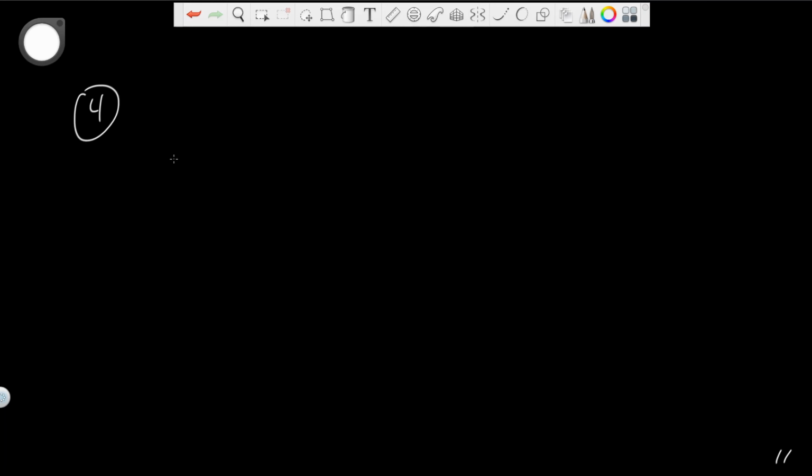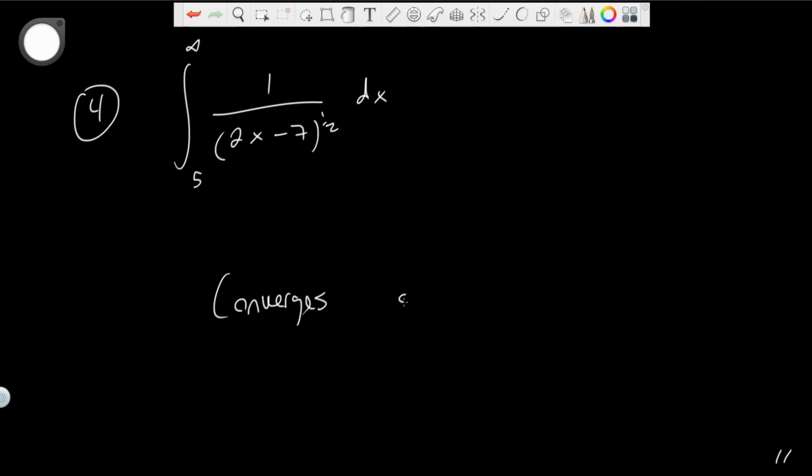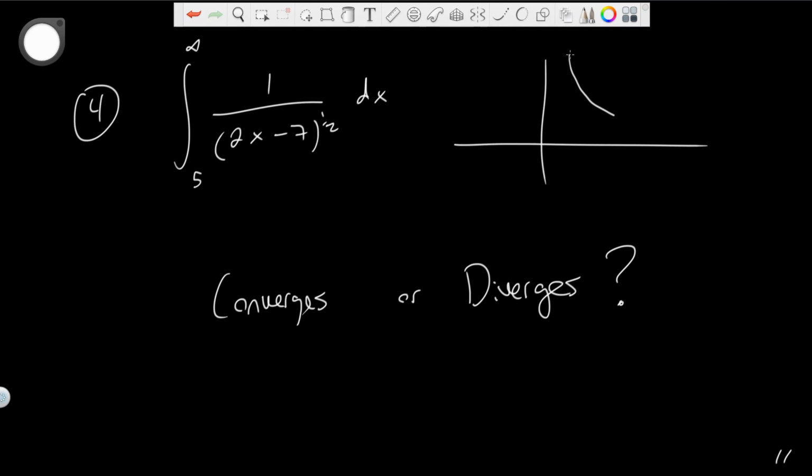Problem number 4. This is simply a does it converge or does it diverge problem. The integral from 5 to infinity of 1 over (2x minus 7) to the 1/2 dx. Can we determine whether this converges or diverges? And we can, this time. We just established that 1 over 2x minus 7 diverges.